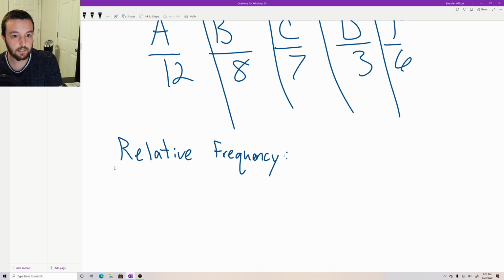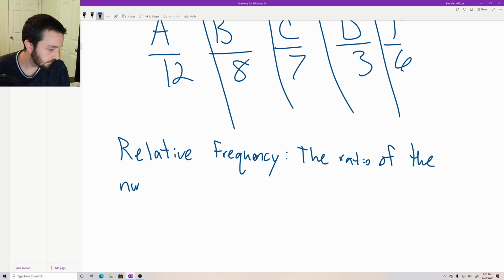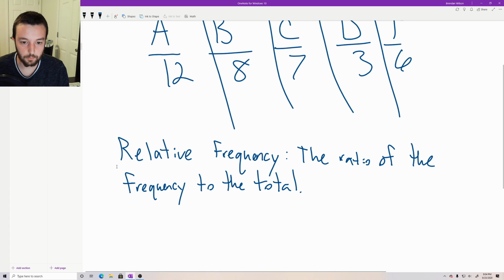So the relative frequency is the frequency relative to the total. Okay. So this would be the ratio of the number, let me just say the ratio of the frequency, because it's just repeating the definition of frequency there, to the total. Okay. So when I say the ratio, I mean we're dividing. So we take the frequency and divide it by the total.